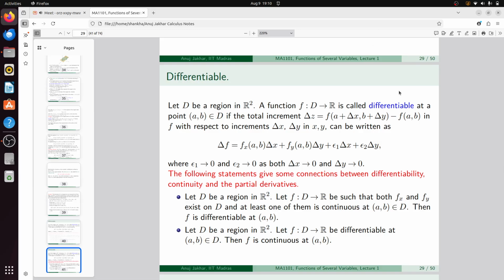So this is basically a sufficient condition. Let D be a region in R2. A function is called differentiable at a point a comma b belonging to D. Because we mostly deal with the real line, whenever I see this a comma b, I actually interpret it as an open interval. But it is actually an ordered pair, a point.